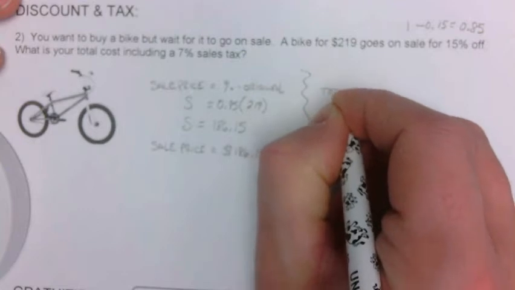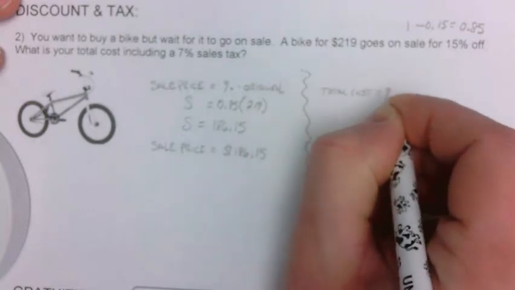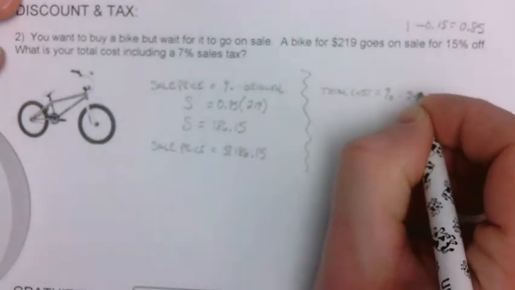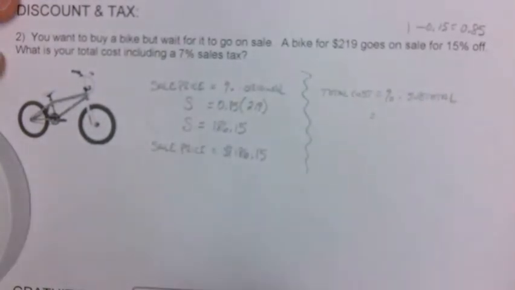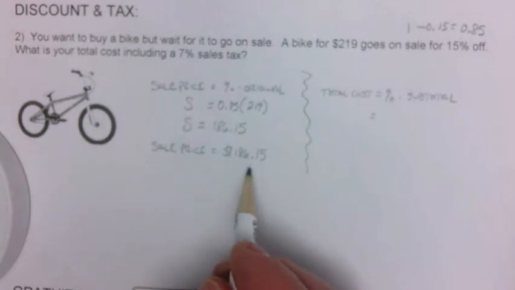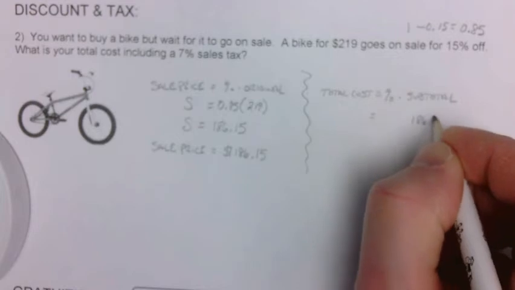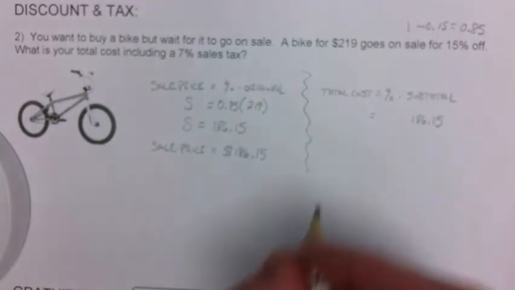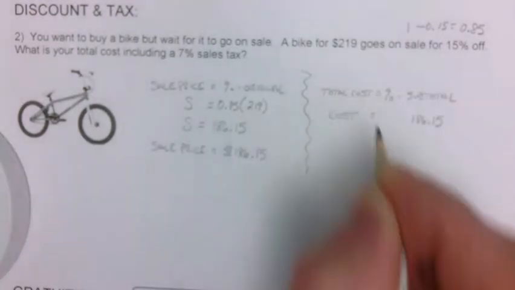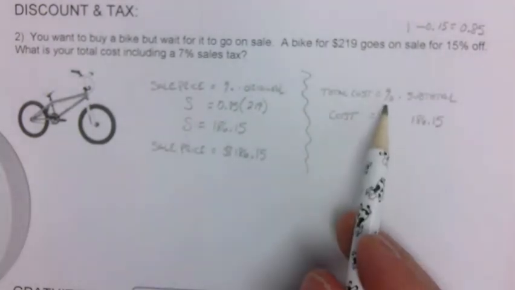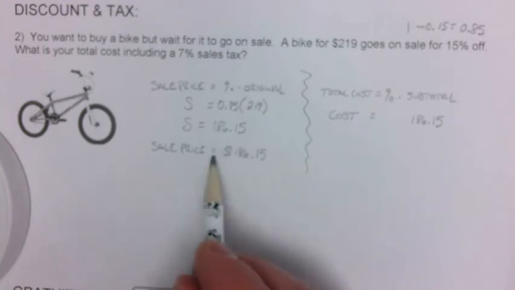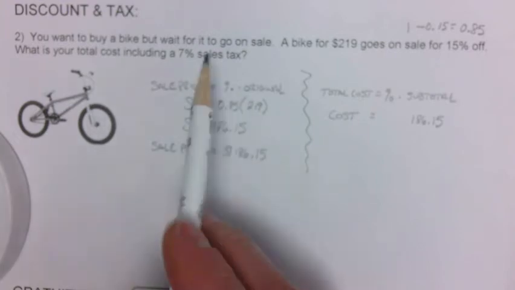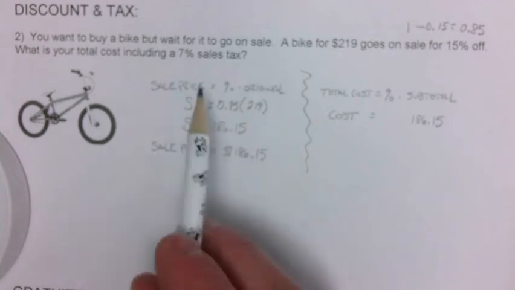So the total cost is going to be a percentage of the subtotal. All right, and again, our subtotal is now $186.15. That's the price we're going to pay for the bike after the discount. Okay, so I'm going to use 186 and 15 hundredths as my subtotal. I'm trying to determine the total cost, and I need to again figure out what the percentage is going to be. Well, I have to pay all 100% of the sale price, and I have to pay 7% of the sale price to represent as my tax.